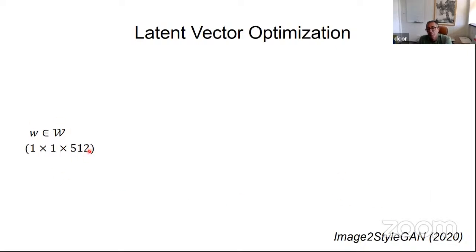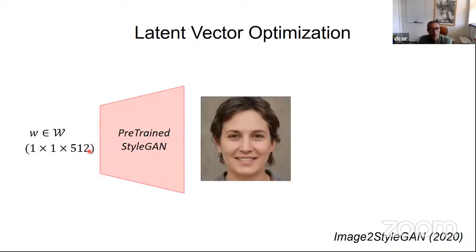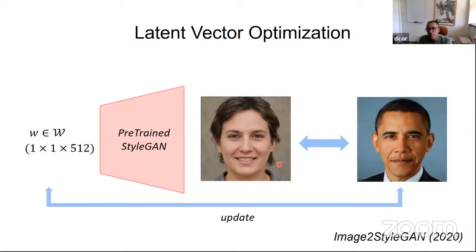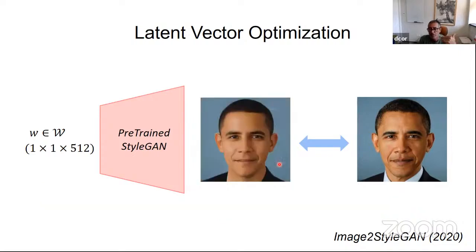We start with a guess of a W, could be the average. We insert it into our pre-trained StyleGAN and get, in this case, the average image. We compare it to the target image, and we update W through gradient descent, for example, here. We applied it several times. This is an optimization process, and it slowly converges into that image, which is a good approximation of Obama.